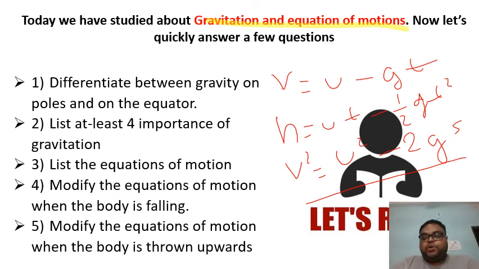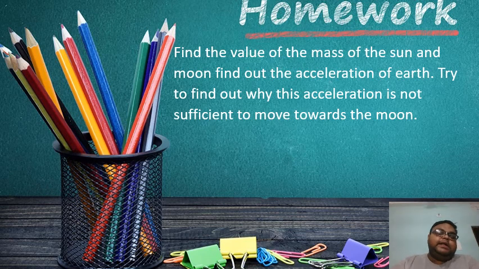Now let's come to our homework part. In the homework, you need to find the mass of the sun and the moon and find the acceleration of the earth. Then find out why the acceleration is not sufficient to move towards the moon. We have seen that the earth is not actually moving towards the moon. So you need to find out why the earth is not moving towards the moon, and why it is rotating around the sun. This is your homework. This is a very creative homework. I hope you will all do it.